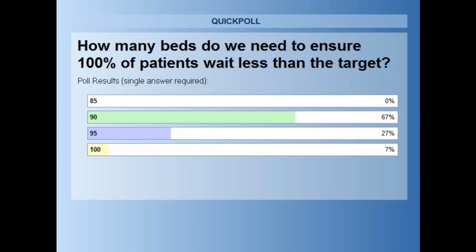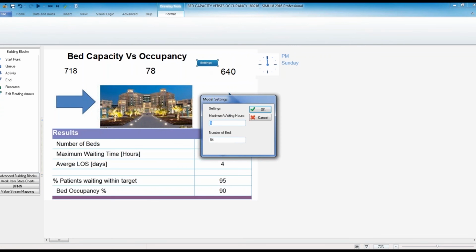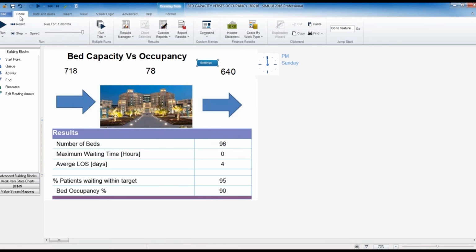It's a quick poll. Okay. Right. So the answers here, I think we had quite a lot, 67% of you saying 90, but the right answer there is about 95. But let's have a look at the simulation again just to see what our correct answer was. So we're going to run that again just to get the right answer for the question. Yeah, so we needed about 96 beds. So you weren't too far out, so congratulate yourselves, everybody.